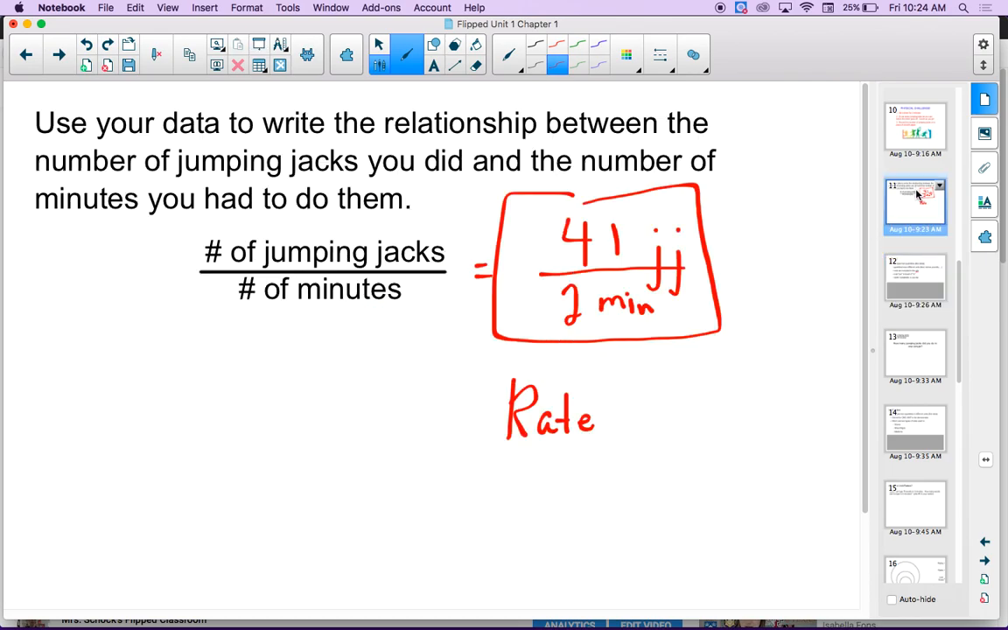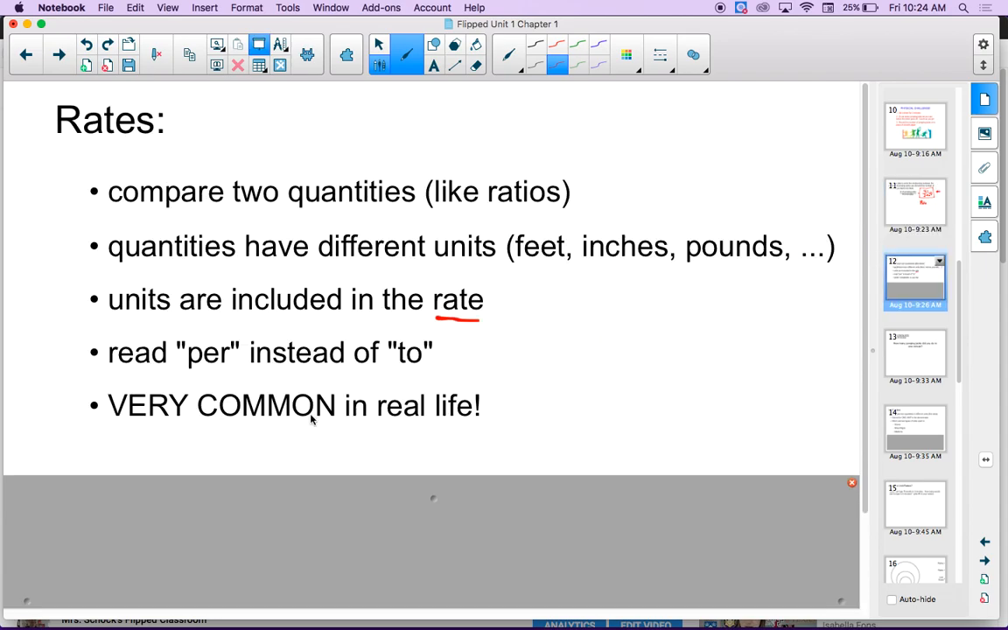I'm going to jump back here really quickly. We don't read this as 41 jumping jacks to 2 minutes. Okay, that's not rate talk, that's ratio talk. Now that we're in rate mode, this bar is read as the word per. Okay, not per like a cat, per as in for each or for every. So this would be read as, I did 41 jumping jacks per 2 minutes. Okay, so we read that as per instead of to.